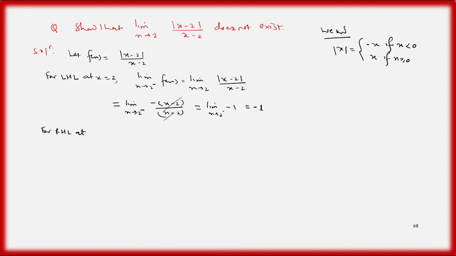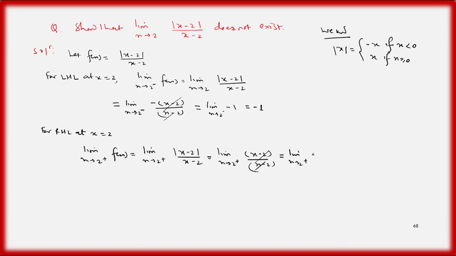For the right hand limit at x equal to 2, limit x tends to 2 plus f of x equal limit x tends to 2 plus mod(x minus 2) by (x minus 2), equal limit x tends to 2 plus (x minus 2) by (x minus 2). It gives the positive value if it is greater than or equal to 0. Then limit x tends to 2 plus of 1 equals 1. Since the left hand limit does not equal the right hand limit, the limit x tends to 2 of f of x does not exist.